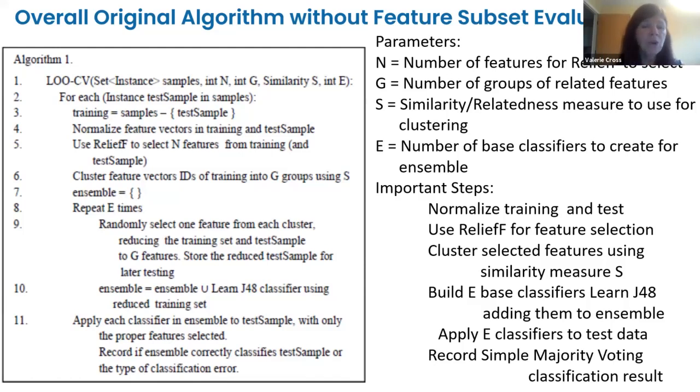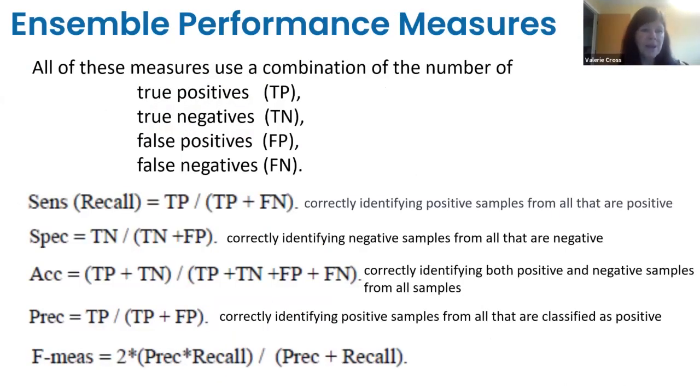But the important steps were normalizing the training data, using ReliefF to get our top features, then using the similarity measure for the experiment to cluster them into groups, and building the E base classifiers and adding them to the ensemble, and then applying the ensemble to the training data and the test data, and then recording what kind of error it had or if it was successful: a true positive, true negative, false positive, or false negative.